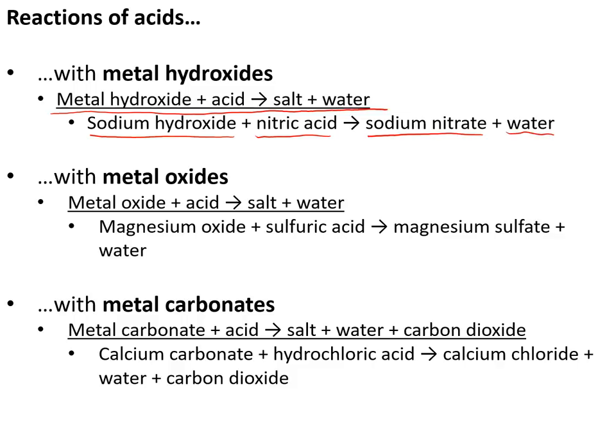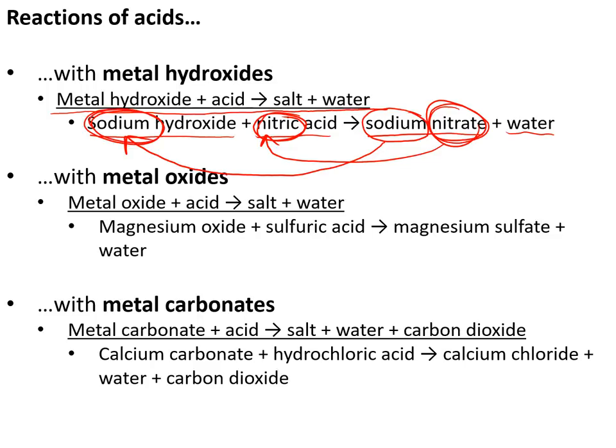Now, if we look at the name of this, the reason it's something nitrate is because we had nitric acid to start with, and nitric acid makes nitrate salts. And the reason it's sodium nitrate rather than lead or potassium nitrate is because we started with sodium hydroxide. So the metal in the hydroxide gives us the first part of the salt name, and it's the acid that gives us the second part of the salt name.